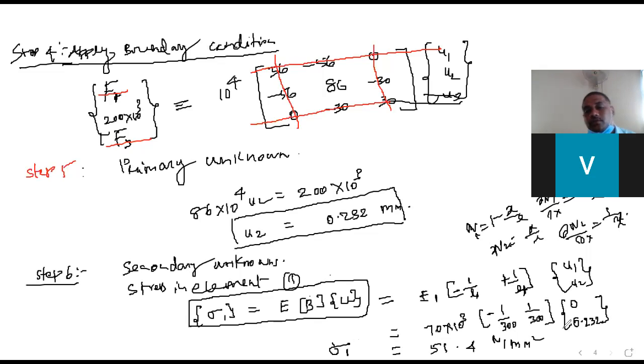So this is the stress induced in the first element. Okay. Similarly, if you find the stress induced in the second element, similarly, E into E2, actually E2 into B into U. So what is the value of E2 here? E2 is equal to 200 into 10 power 3 Newton per mm square.